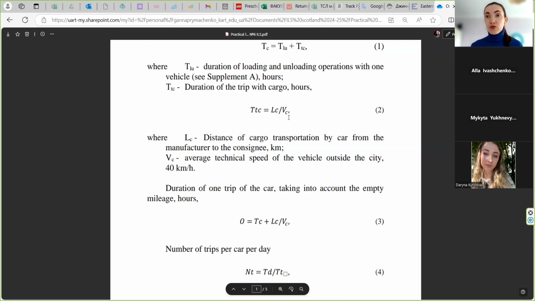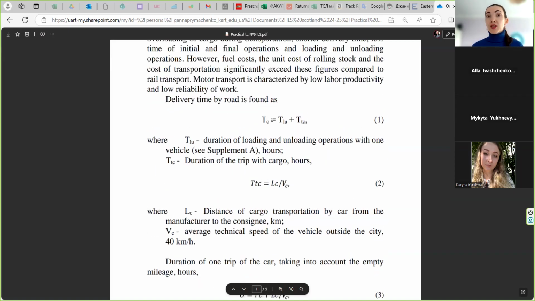Yes, I think you do it faster because it is only two parameters. And the next, our formula is the formula number one. We need to find the delivery time by road, which is found as big T with index C. Write it down, please, on your list or in your documents. First formula: T with index C is equal to, and we need to find such a parameter as big T with index LU. What does it mean?